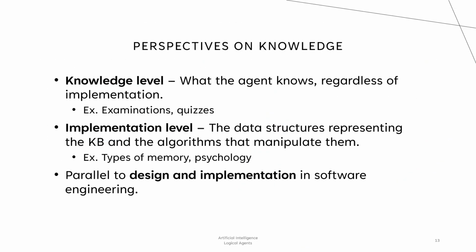Now, there's a couple of different perspectives on knowledge, right? So the knowledge level is what the agent knows regardless of implementation. So this is something like an exam or a quiz, like the SAT, where it's just trying to gather, hey, what do you know? And can you work with this knowledge? And meanwhile, the implementation level is the data structures representing the KB and the algorithms that manipulate them.